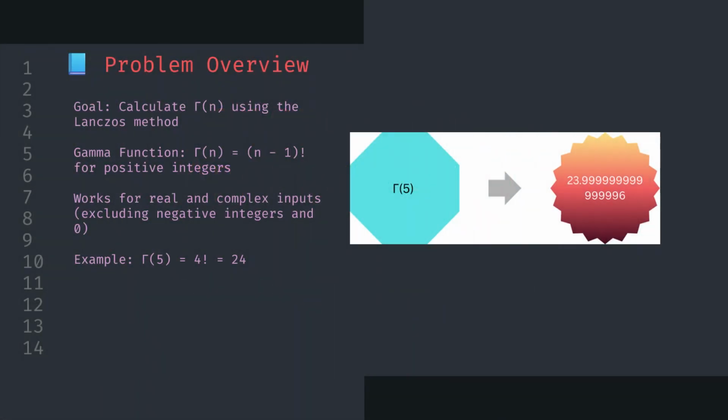The gamma function generalizes the factorial. So while 5 factorial is 120, gamma 5 equals 4 factorial, which is 24. But here's the catch. The gamma function works for non-integers too, like 3.5 or pi. That's where the Lanczos approximation comes in. It gives us an accurate way to compute gamma n, especially when standard factorials fall short.